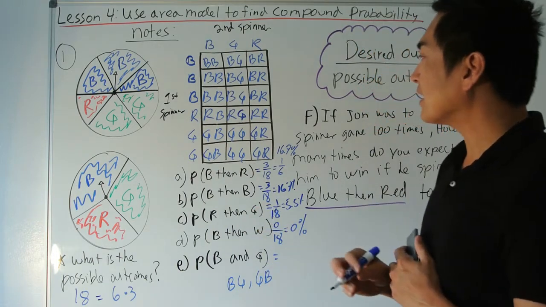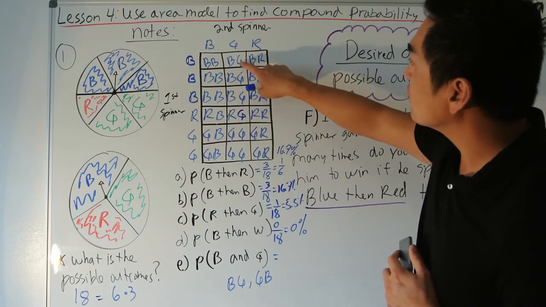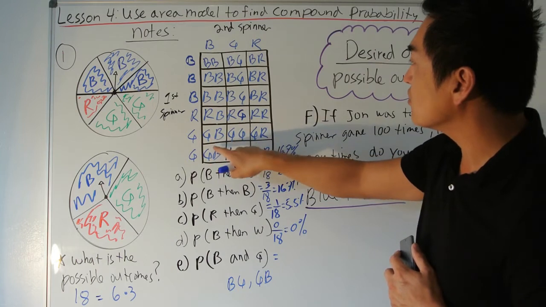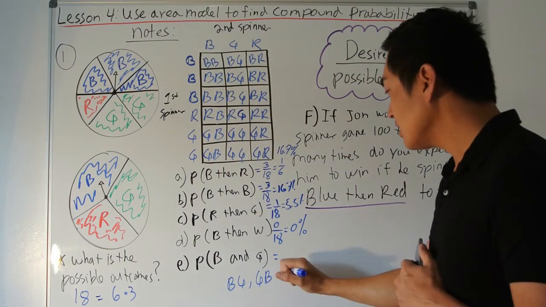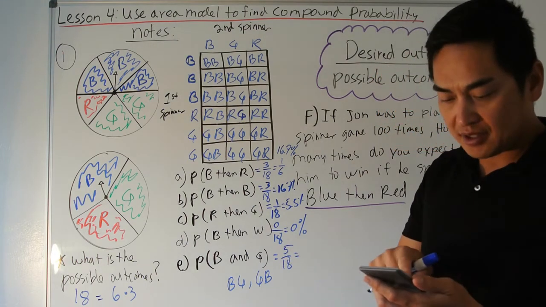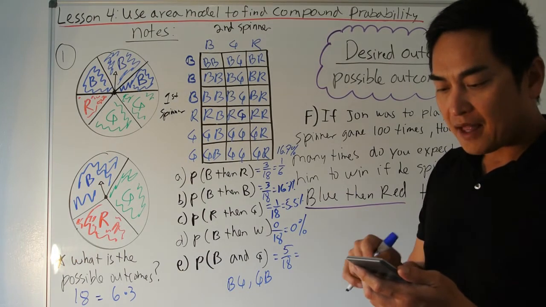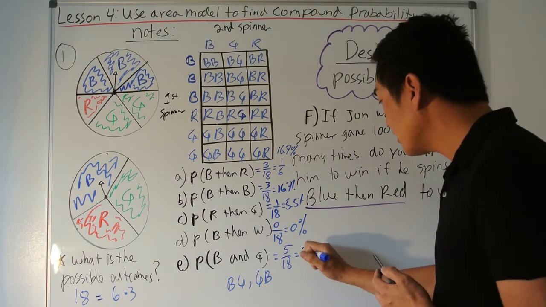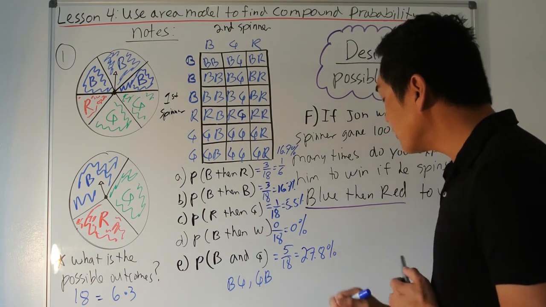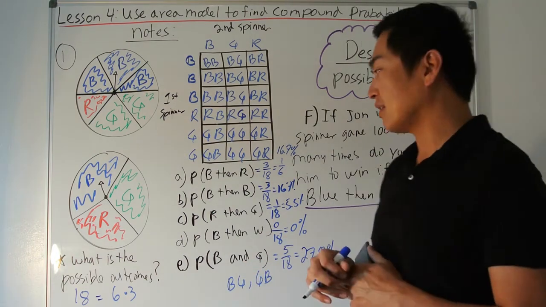Alright, so let's go back and count for BG and GB. BG, that's 1, 2, 3. And then for GB it's 1, 2, so I have 5 of them. So 5 over 18. Let's do 5 divided by 18. I'm going to have 27.8%. So the chance of me winning is 27.8%. As you can see, "and" actually gives you a better chance of winning.